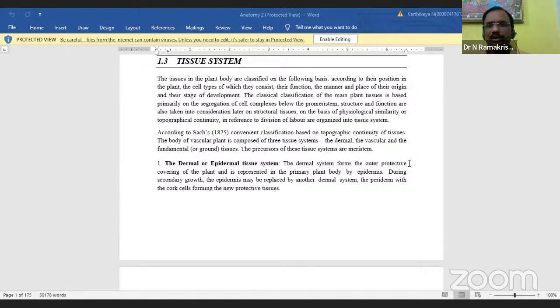It is a protective layer, but not all the epidermal cells look the same. The epidermis layer is composed of two kinds of cells. One is normal epidermal cells. What is the meaning of normal epidermal cells? These are all parenchyma cells and living. These cells are arranged very closely, and there are no intercellular spaces.